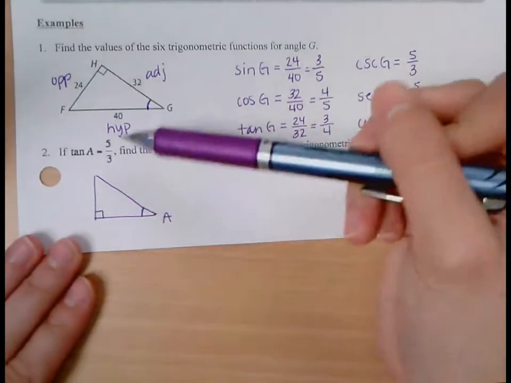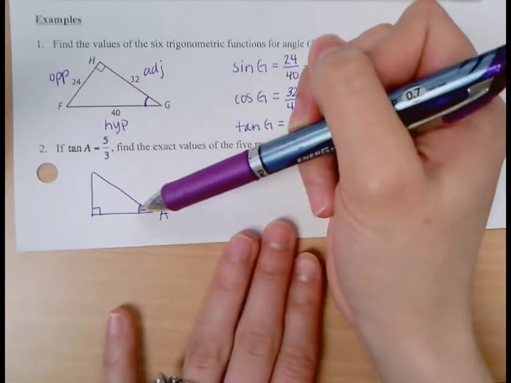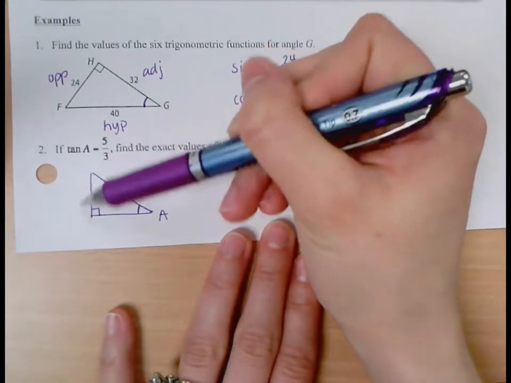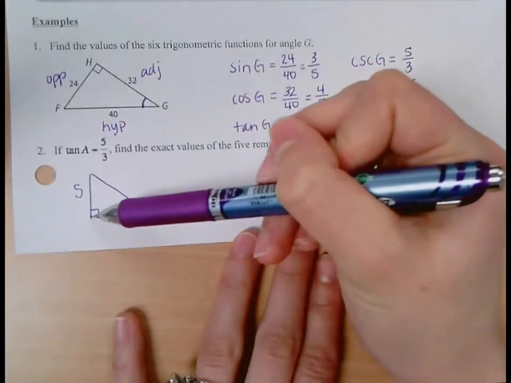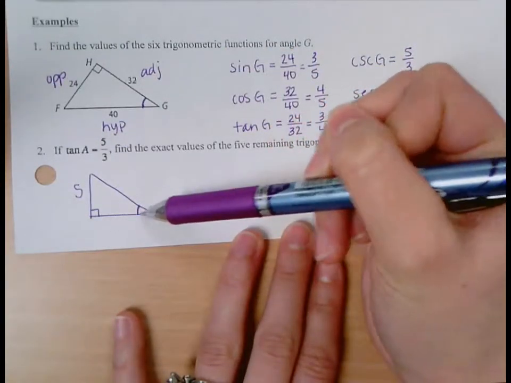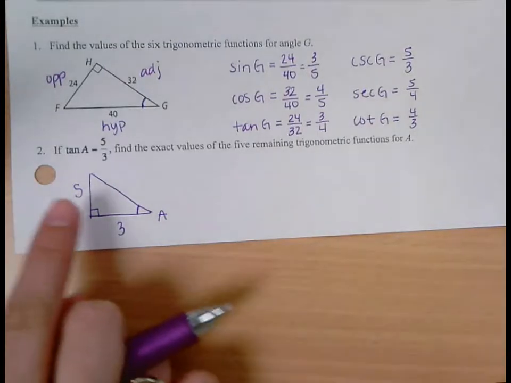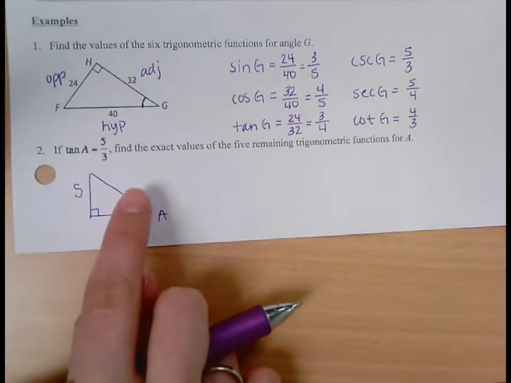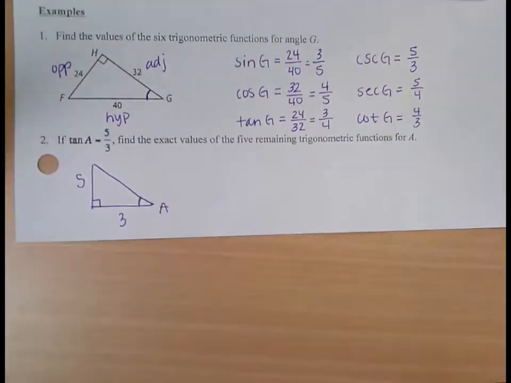I know that tangent of angle A is 5 over 3, and tangent is opposite over adjacent. So the side opposite angle A, this side over here, must be 5. And the side adjacent to A, that's not the hypotenuse, this bottom leg here, is 3. So you're setting up the right triangle. Then I should be able to find the hypotenuse, which would allow me to find the remaining 5 trig functions. How would I find the hypotenuse? Pythagorean theorem, yes.